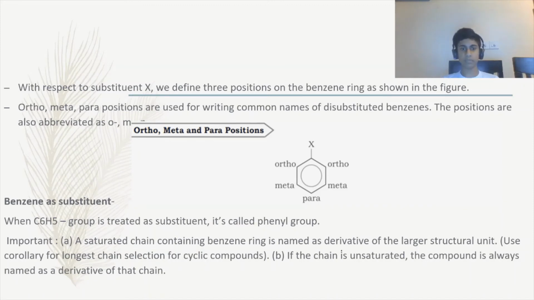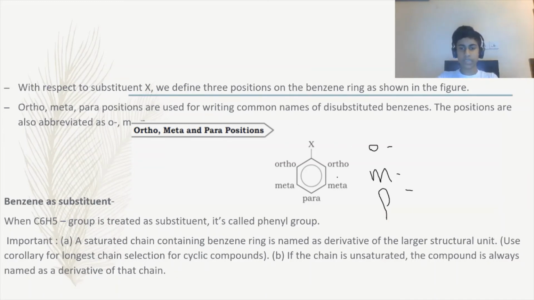Now, with reference to a substituent, let's say X, we define three positions on the benzene ring as shown in the figure. Whenever it's just adjacent to it, we call it ortho, and we put a small o and a hyphen. Whenever it's just beside the ortho position, we call it meta, with a small m and a hyphen. And just opposite to it is called para, with a small p and a hyphen. This is always used in the common names.